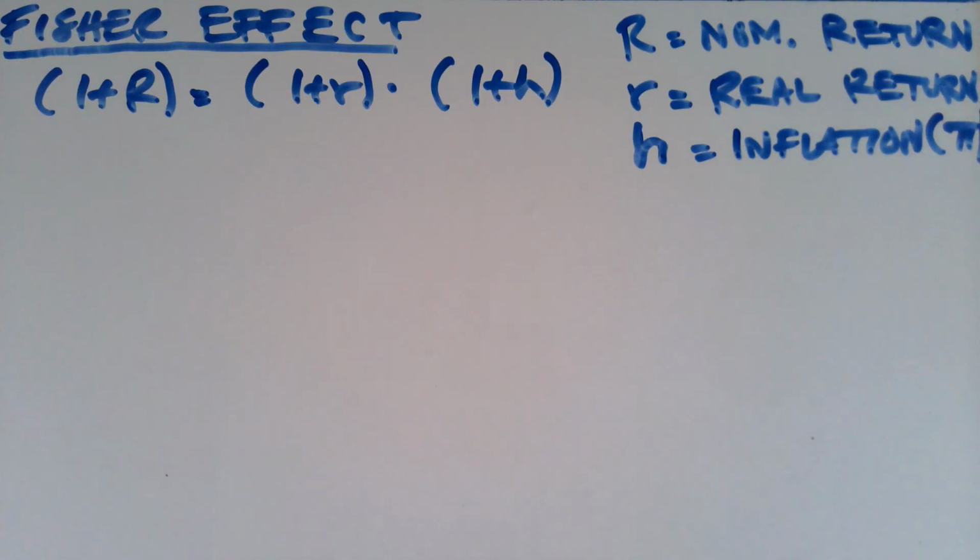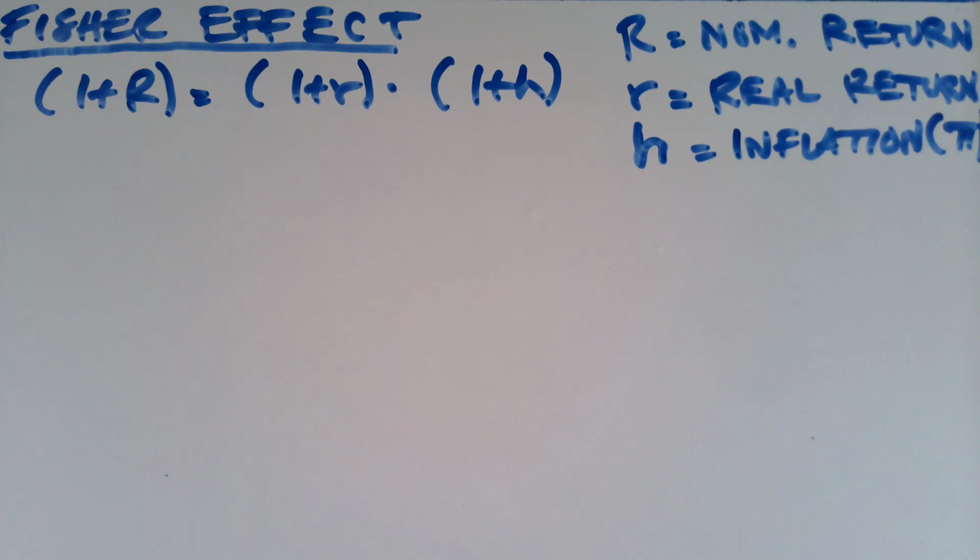Now let's talk about the Fisher effect, which gives us the relationship between nominal returns, real returns, and the inflation rate. Nominal returns represent the percentage return you're going to get in units of currency, whereas real return talks about your increase in your ability to consume. And of course, inflation is the rate at which prices grow.